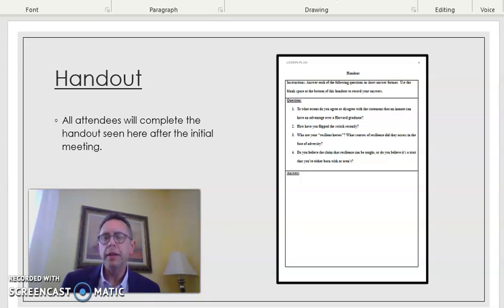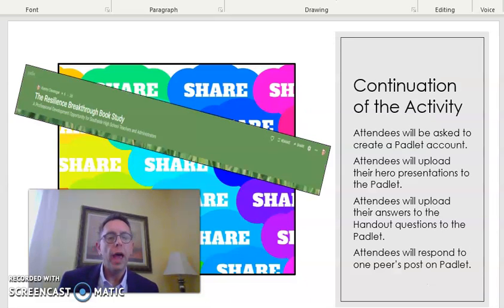So the group activity and the icebreaker all work together to talk about different ways that resilience plays a role in how to get through life, for not only teenagers, but for all individuals. Okay, so then we need to talk about the continuation activity.